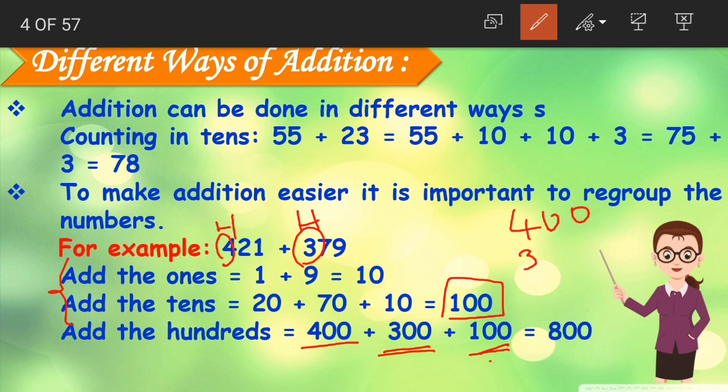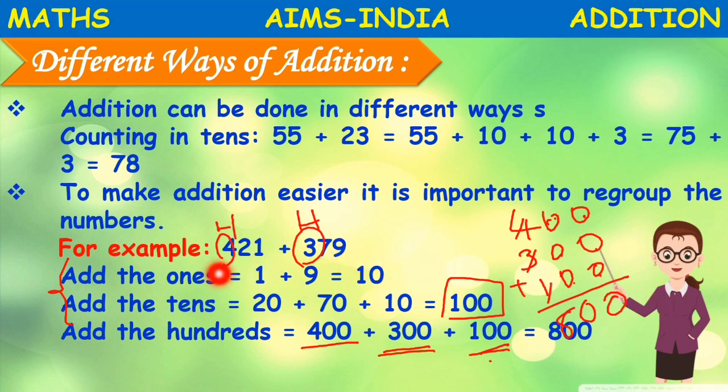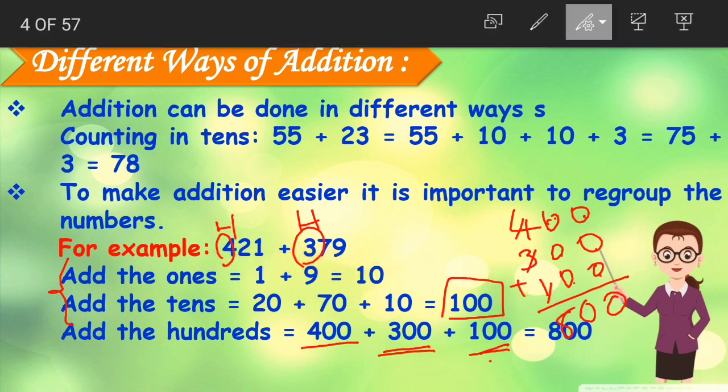Now 400 plus 300 plus 100 becomes what? 0 plus 0 plus 0 becomes 0. Again 0 plus 0 plus 0 becomes 0. 4 plus 3 becomes 7. 7 plus 1 becomes 8. Yes, children? So the total answer for 421 plus 379 is 800.